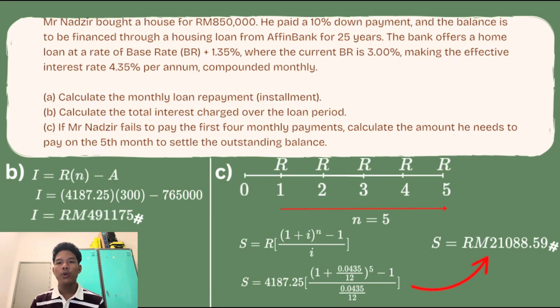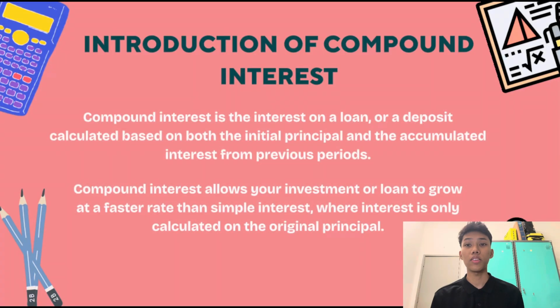So we need to use the formula S equals R [(1 + i)^n − 1] over i. So S equals RM 4,187.25 [(1 + 0.0435/12)^5 − 1] over 0.0435/12. So the answer is S equals RM 21,088.59. The next one is compound interest.